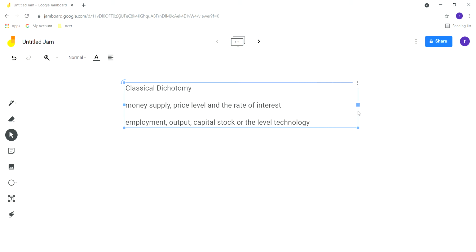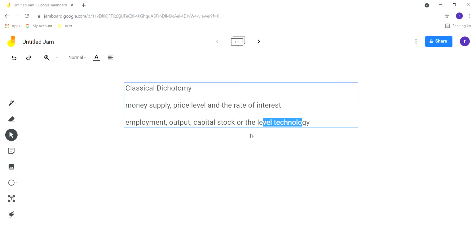So here by classical dichotomy we mean the idea that changes in money supply will only lead to changes in the price level or the rate of interest. It will not influence the level of employment, output, or any other real variables. This is the idea of classical dichotomy. And if you need any changes in the real variables like output or employment, then you will need changes in the capital stock or the level of technology.